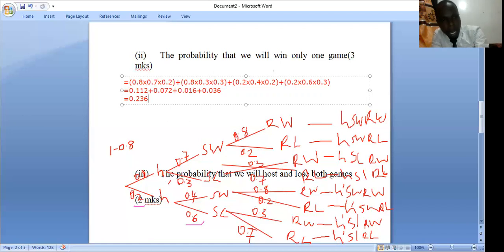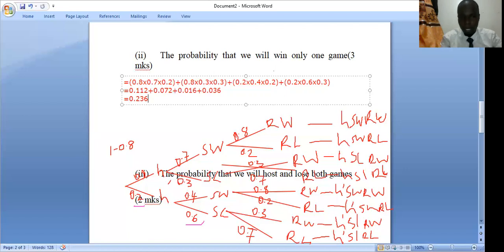The first case here, we are hosting, we are winning soccer but losing rugby. The second case, once we host, we lose soccer but we win rugby. Just follow the lines. Then the third case is where we don't host but we win soccer and then we lose rugby. The final case is we don't host, we lose soccer but we win rugby. Simple as that.